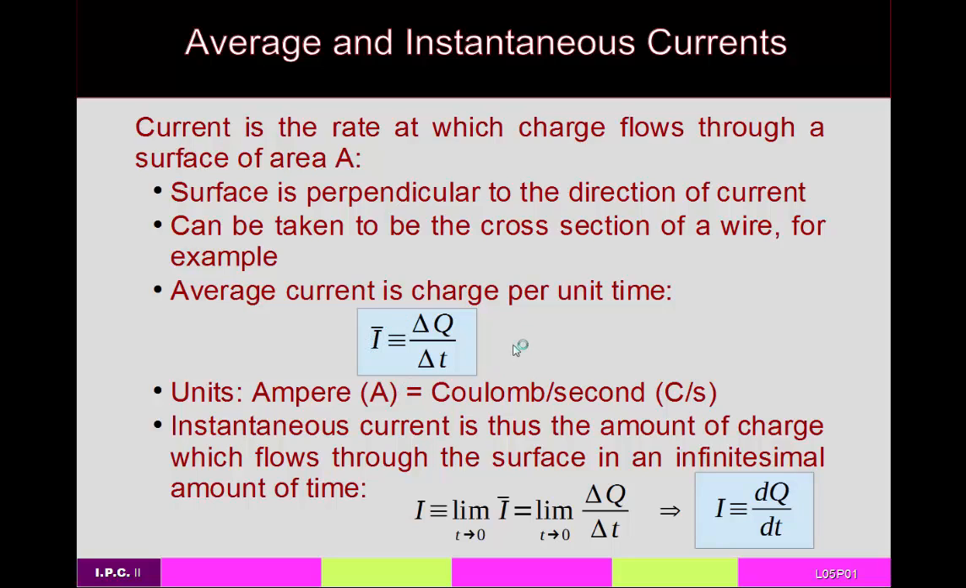This, of course, is an average current, and we can also talk about instantaneous current, which is basically the amount of charge that's going to flow through the surface in an infinitesimal amount of time. We can define that kind of analogously to the way that we've defined other average as opposed to instantaneous quantities, which is that we find the instantaneous quantity by taking the limit as this delta t approaches 0 of the average. So in other words, if we do this for a short enough amount of time, we effectively have the instantaneous current. In terms of physics with calculus, that looks like I is dq dt.